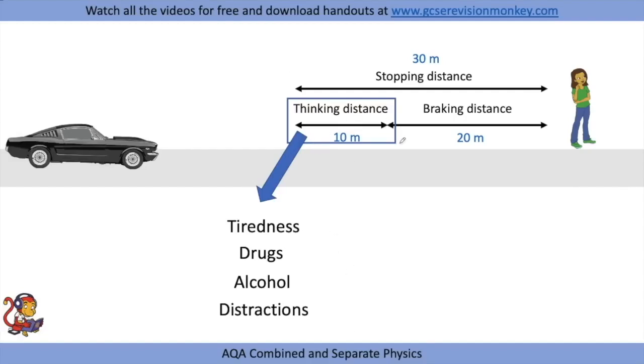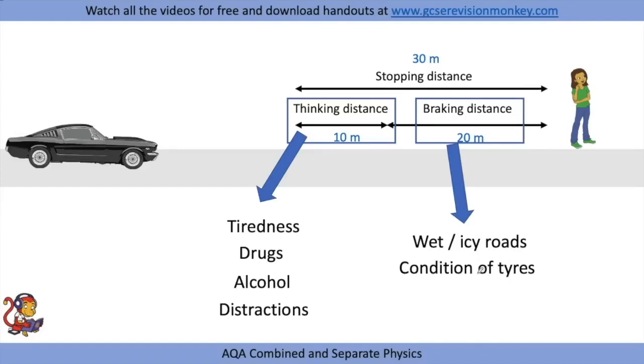And then braking distance, that's things that would affect the distance travelled under braking. So those are wet or icy roads. It would take longer to stop, therefore the braking distance would increase. The condition of the tyres, if there's not enough tread on the tyres, that would affect the ability of the car to stop, and the braking distance would be longer. Condition of the brakes, again, if there's not a good thickness on those brake pads, then that will affect the ability of the car to stop.